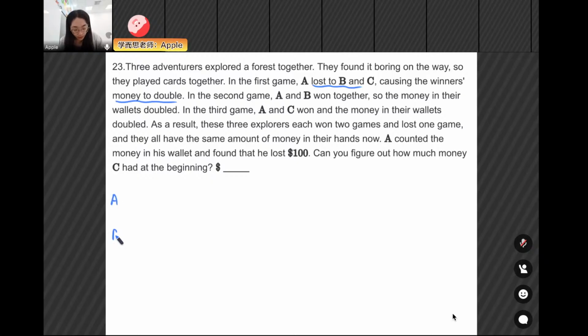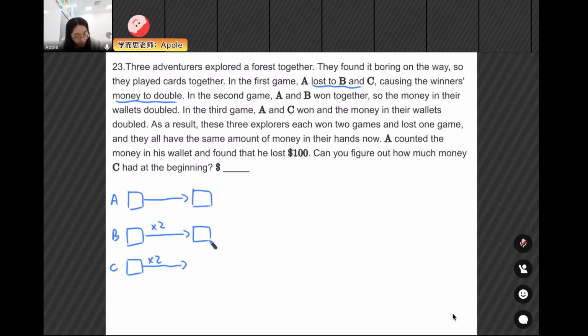So here, everyone, let's write it down. Here, A, B, C. A lost to B and C. A minus something, while B and C double. So here, B and C times 2, times 2.